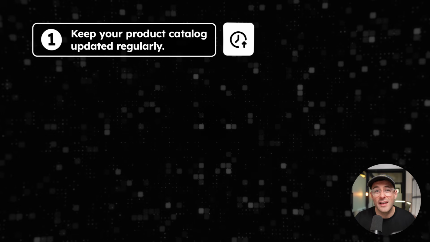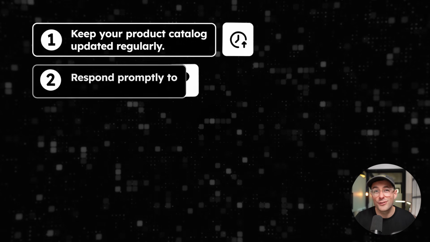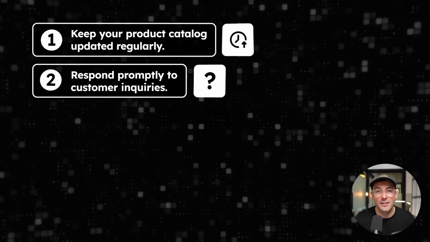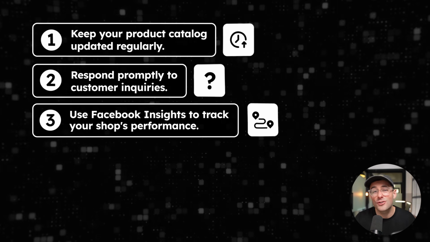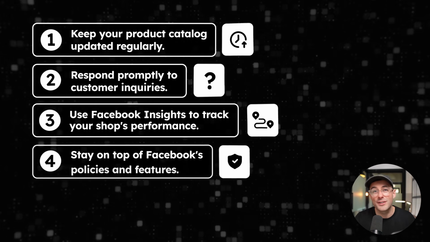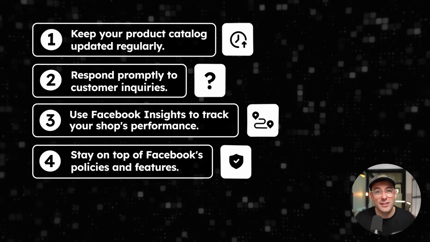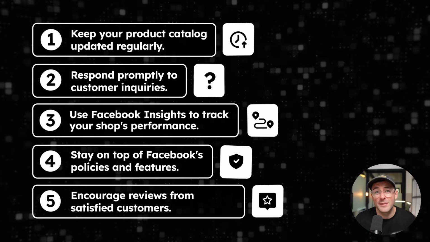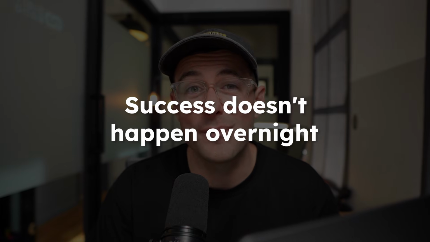Before we wrap up, here are some best practices to ensure your Facebook shop success. Number 1, keep your product catalog updated regularly. Number 2, respond promptly to customers' inquiries. Number 3, use Facebook's insights to track your shop's performance. Number 4, stay on top of Facebook's policies and features. Number 5, encourage reviews from satisfied customers. And there you have it, you're now equipped to launch and run a successful Facebook shop. Remember, success doesn't happen overnight, so be patient and keep refining your approach.